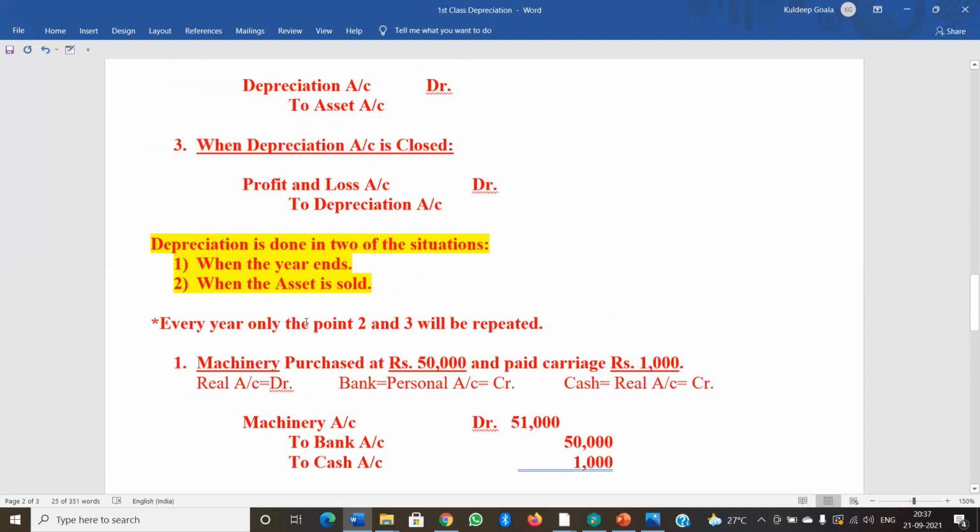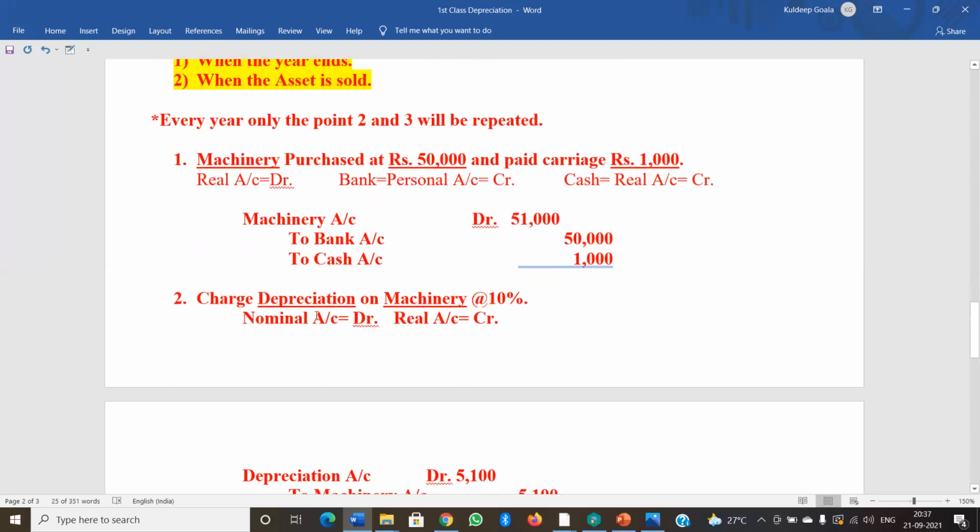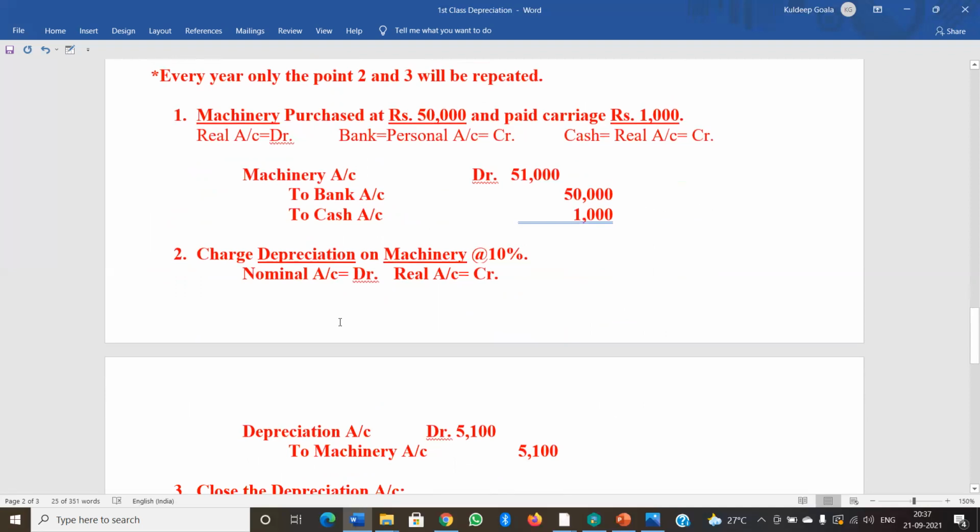So coming to the next one, we have an example here. We can do the journal entry on this example for you. Suppose the machinery purchased is 50,000 and you have paid carriage of 1,000. It's just an example, okay? A complete depreciation sum will not be of this type. It will not be a one line sentence. It will be a big question or at least a paragraph question. Okay, we will be discussing that. But first of all, you try to understand the journal entries with this example.